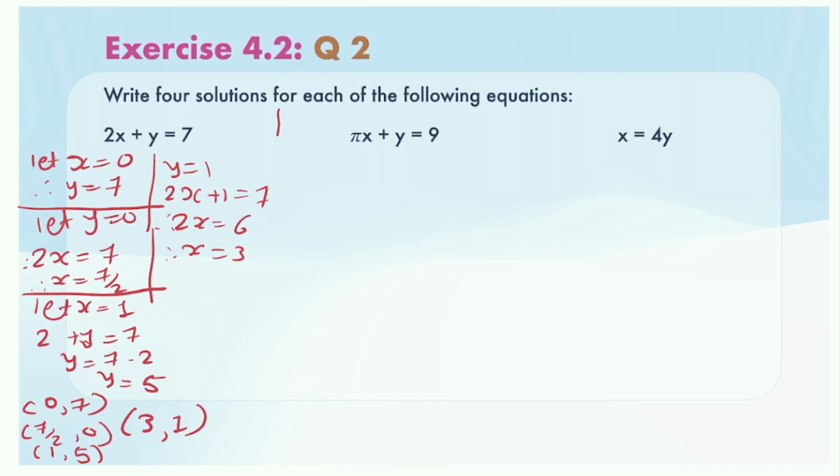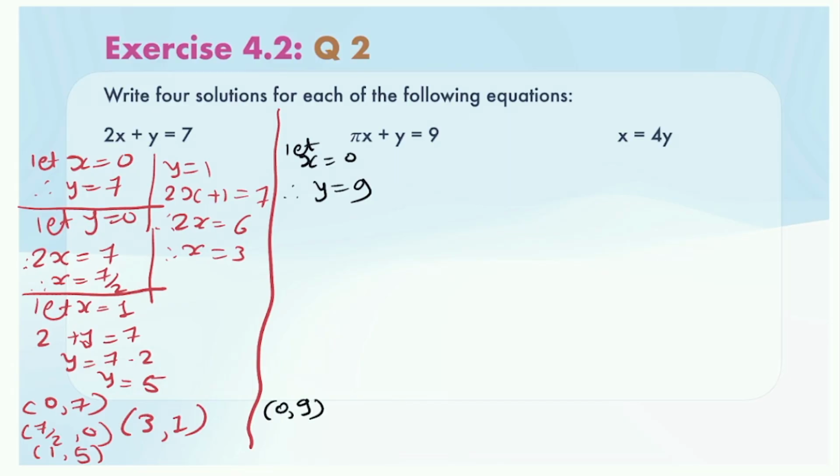Same way, we have to find solutions for the second equation. Pi x plus y equal to 9. Is pi a real number? Yes, we all know pi is a real number and it is irrational. Now find solutions for this. Pi x plus y equal to 9. So you can see here, if I put x equal to 0, let x equal to 0, it will look like y equal to 9. So I can get the first solution very easily, (0, 9).